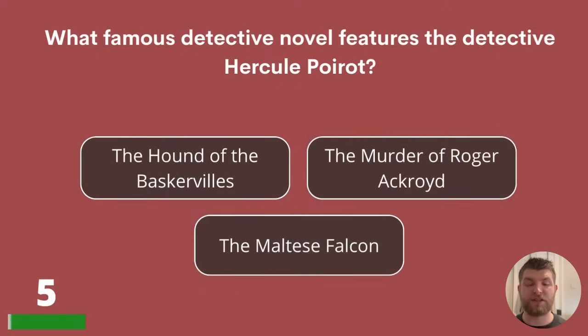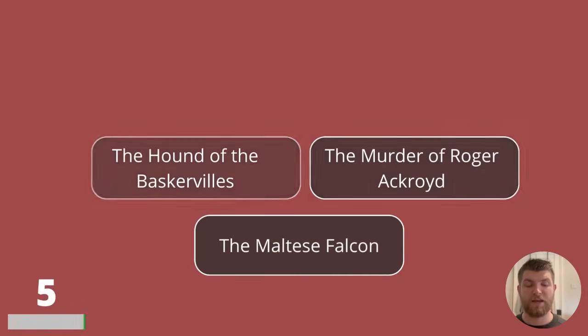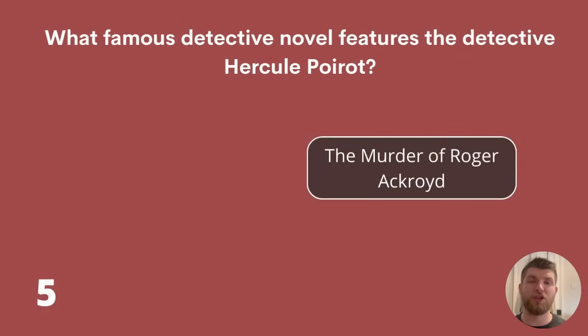Question 5. What famous detective novel features the detective Hercule Poirot? The Hound of the Baskervilles, The Murder of Roger Ackroyd, or The Maltese Falcon? The answer is The Murder of Roger Ackroyd.